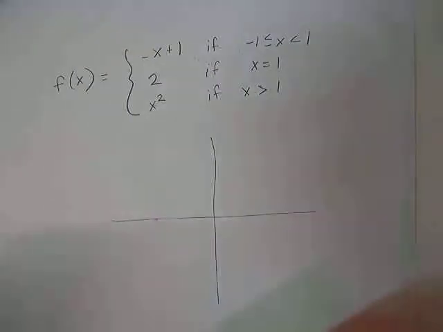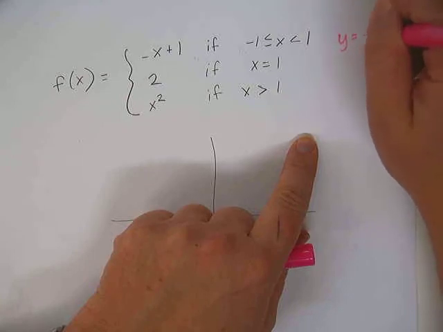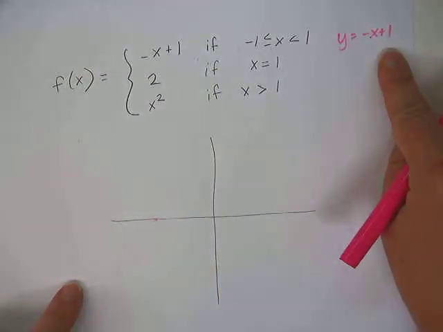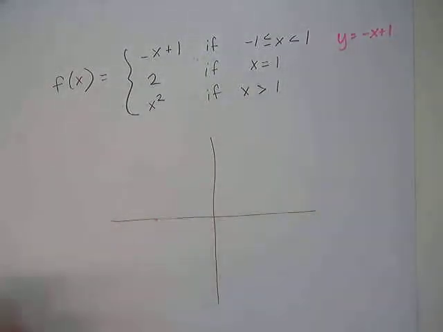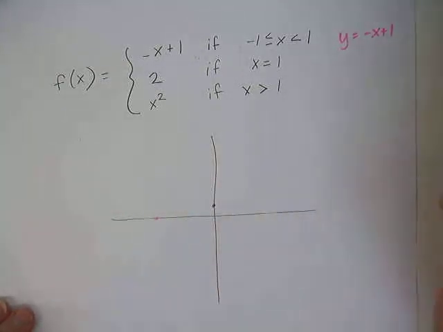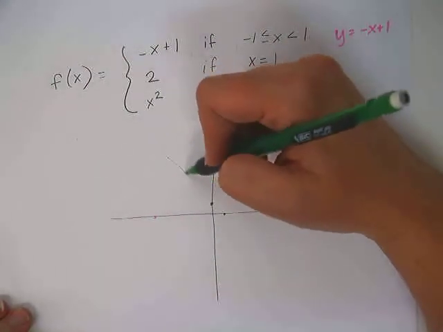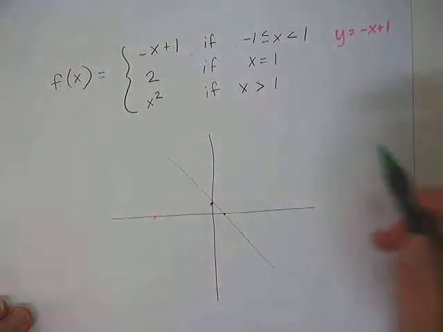Let's start with the first one. What does our first graph look like? Y equals negative x plus 1, so that's a linear graph. So we start at what point? Positive 1, and what direction is the slope? Down 1 over 1, so a negative slope.